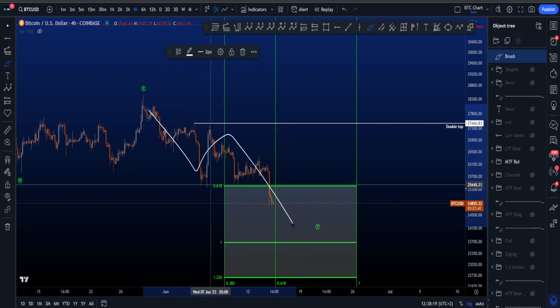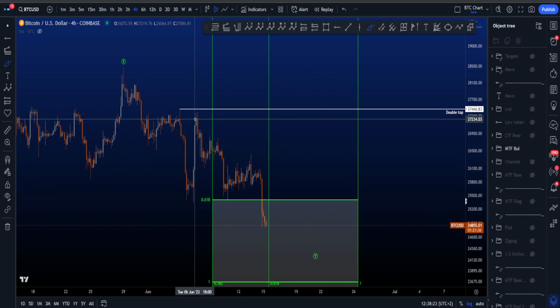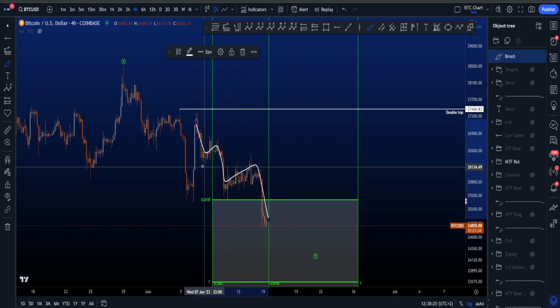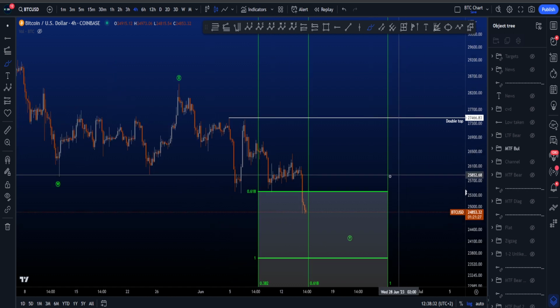In an ABC zigzag, it's a 5-3-5. But I don't really like a zigzag, to be honest, because if you have to count a 5-wave move over here, then we have overlap between the low of wave 1 and the high of wave 4, which is not what you want to see in an impulsive structure. So I prefer a WXY on the lower time frames.